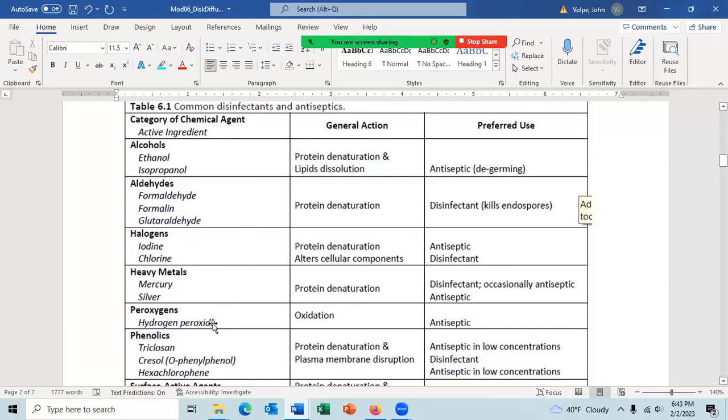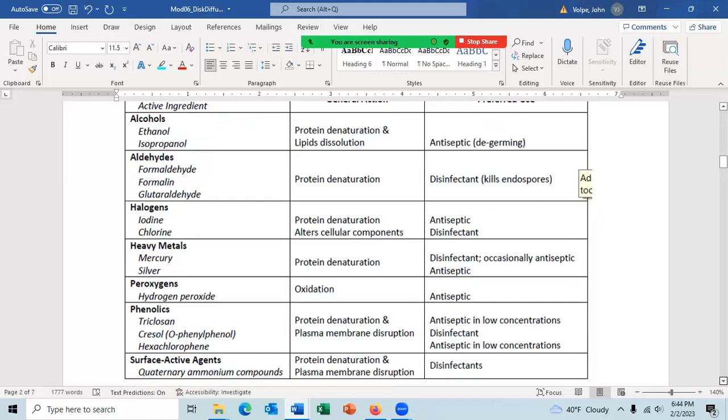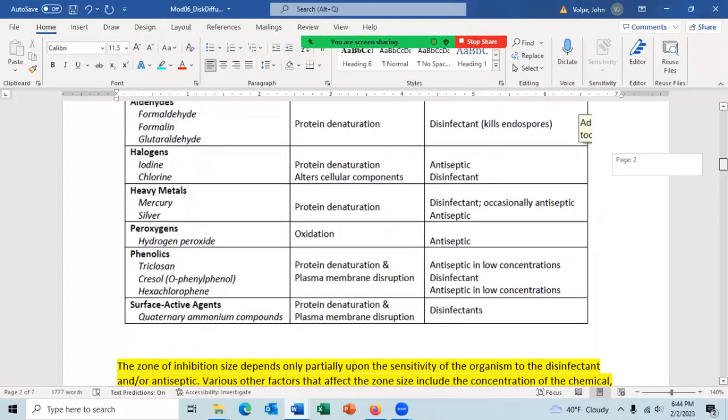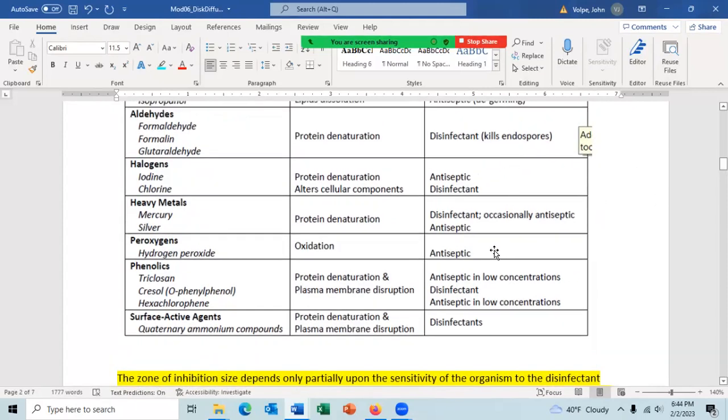I just want to talk about peroxygens. Hydrogen peroxide is a peroxygen, and it is used as an antiseptic or even as a disinfectant, and it is a very good antiseptic. Hydrogen peroxide can kill endospores. I don't know why that's not in the table there. That's one of the few agents that can actually kill endospores, although aldehydes can as well.